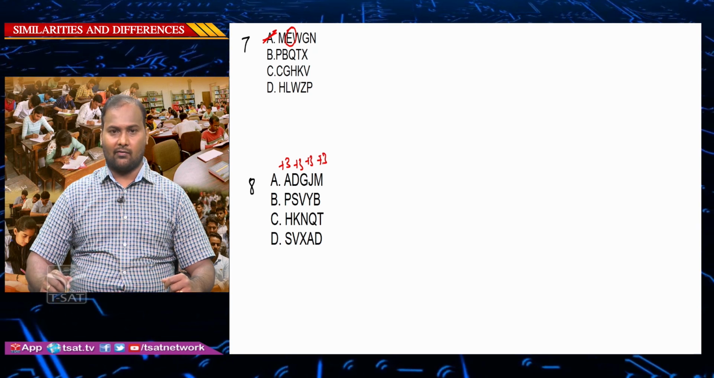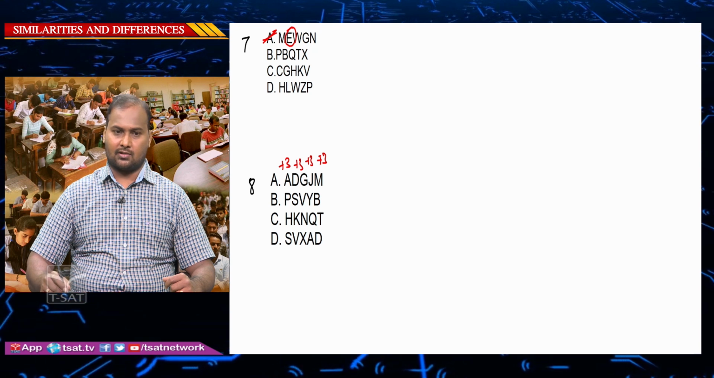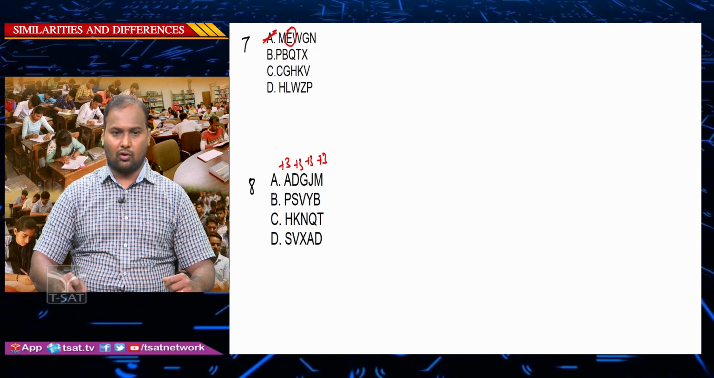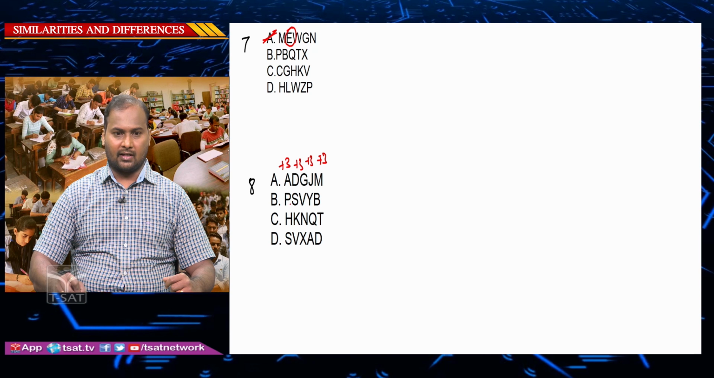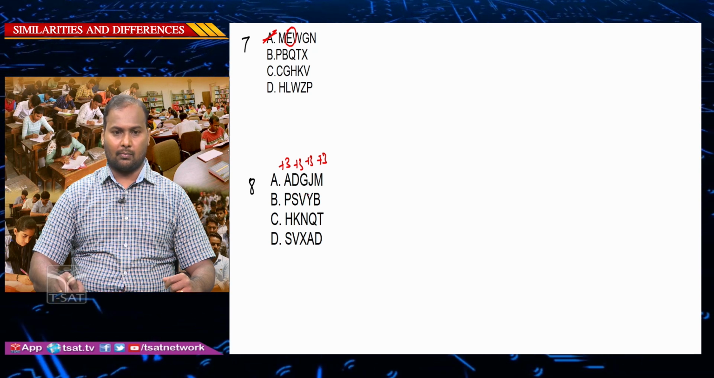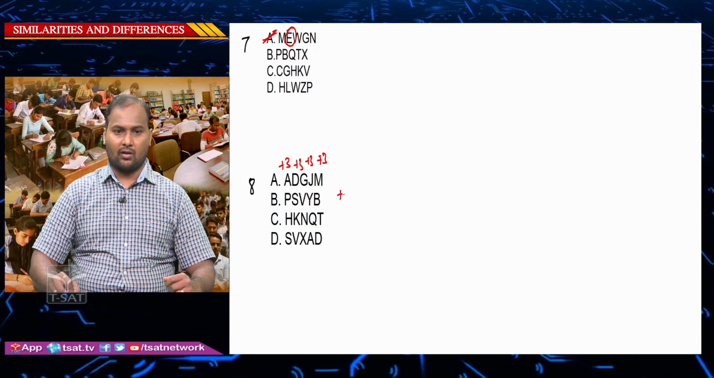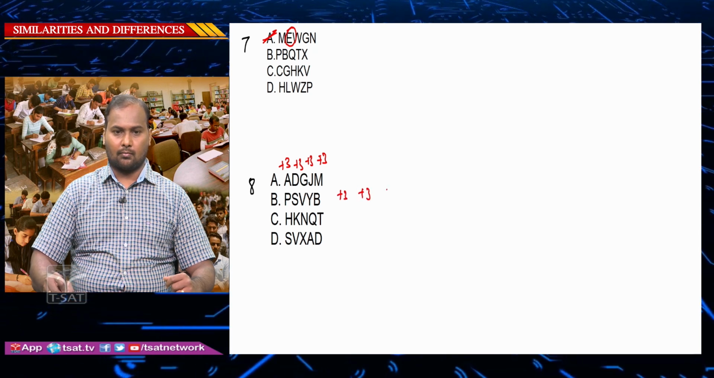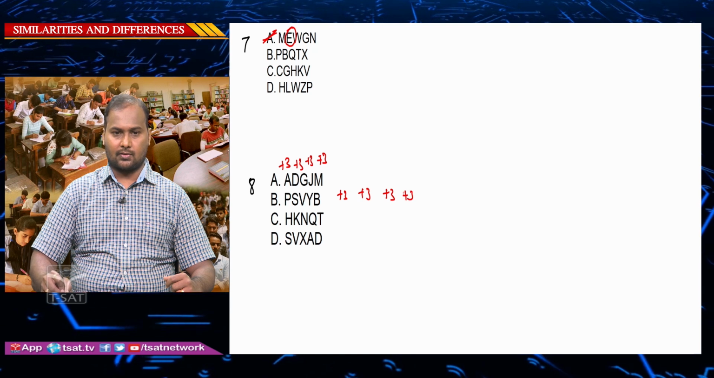So, what is the pattern? Everything is increasing by plus 3, plus 3, plus 3, plus 3. In the same way, come to option B. P to S, increasing by plus 3. S to V, again increasing by plus 3. V to Y, plus 3. Y to B is also plus 3. Here also the logic is plus 3, plus 3, plus 3 and plus 3.